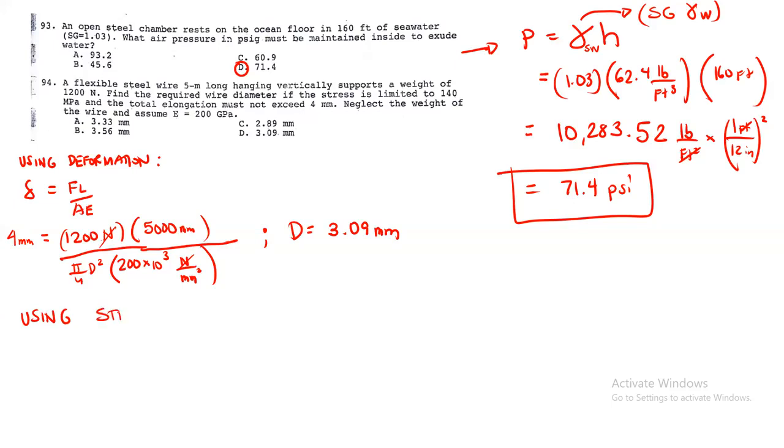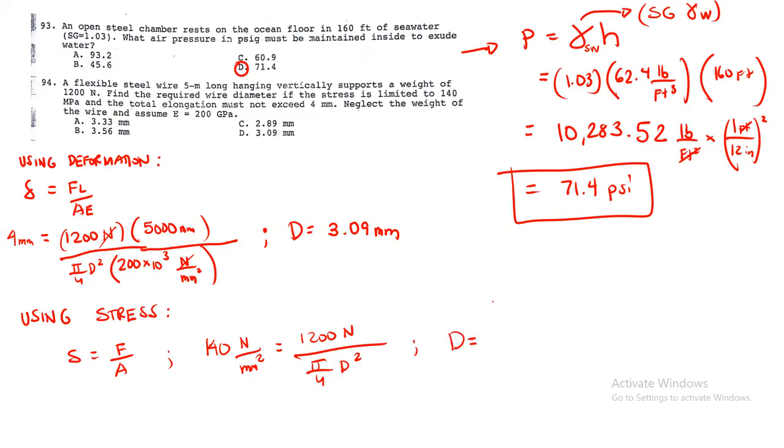stress naman. So pwede rin natin hanapin using stress. So stress is equals to force over area. So ang stress natin is 140 megapascal, Newton per mm squared, is equals to force na 1,200 divided by pi over 4 diameter squared. So makuha natin dito ang diameter is 3.304 mm.